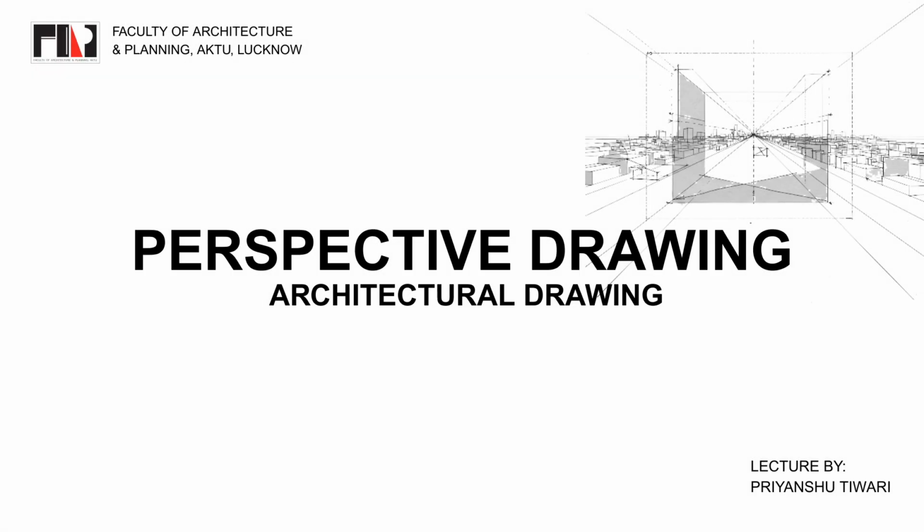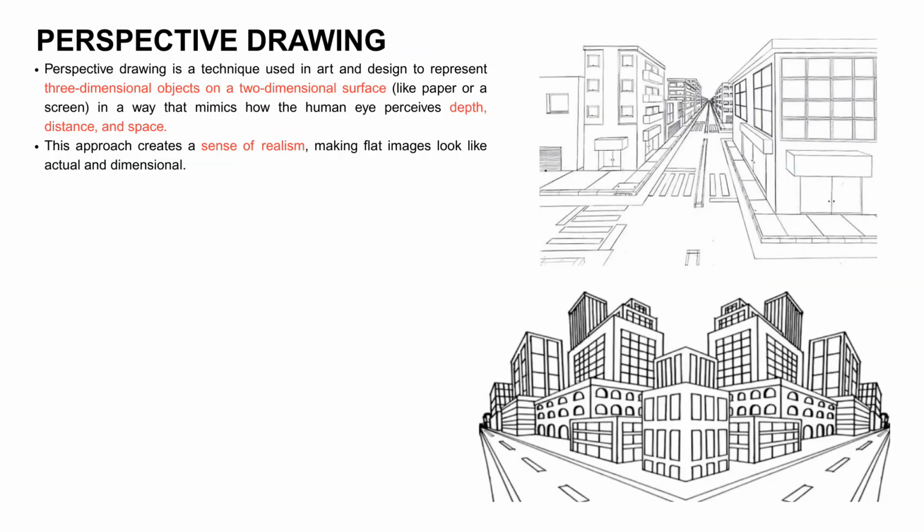Welcome everyone. Today we will talk about perspective drawing, an essential technique in architecture and design that helps us represent three-dimensional objects on a two-dimensional surface like paper or a screen. Perspective drawing mimics the way the human eye perceives depth, distance, and space. It makes flat images look realistic and dimensional.